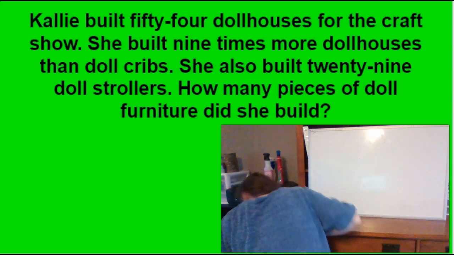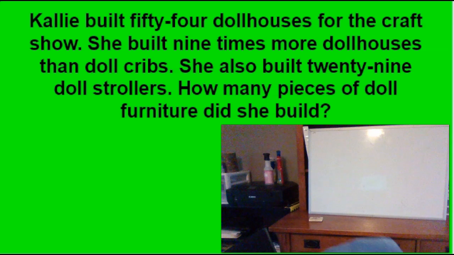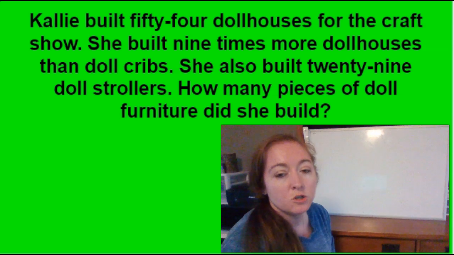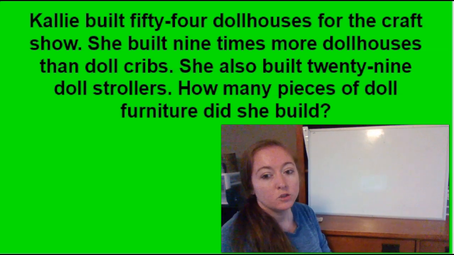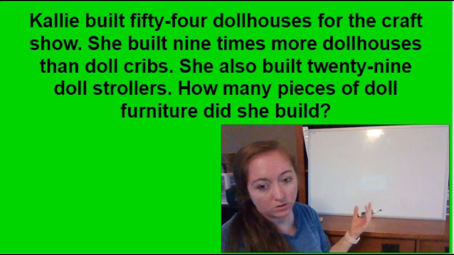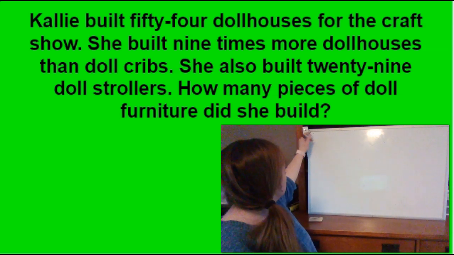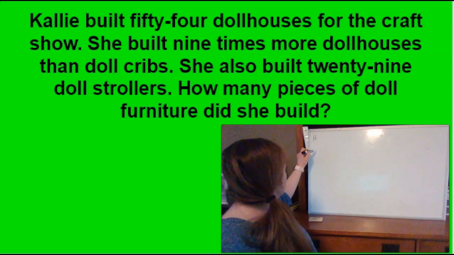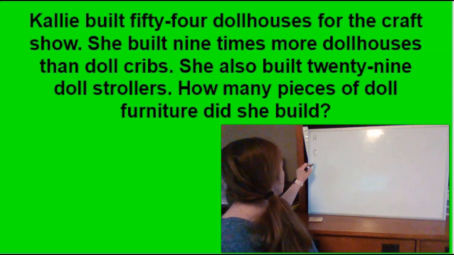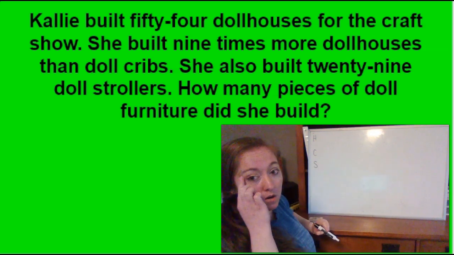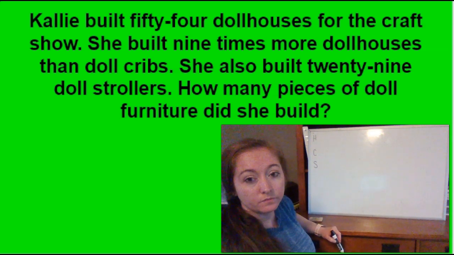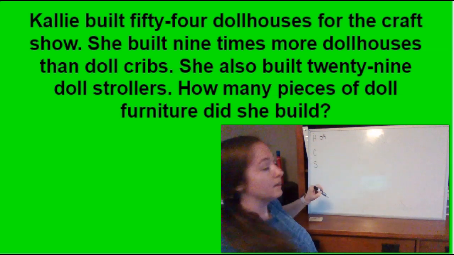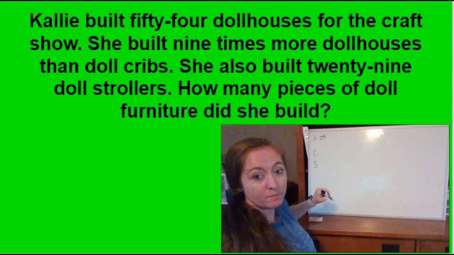Okay, so the first thing I need is my marker. So the first thing we need to do is we need to write out what she drew. So she did dollhouses, cribs, and strollers. So I'm going to do an H for houses because they're all doll furniture. Okay, she also built cribs, and she also built strollers. Fabulous. So, which one of these do we know? The houses. She drew 54 houses.